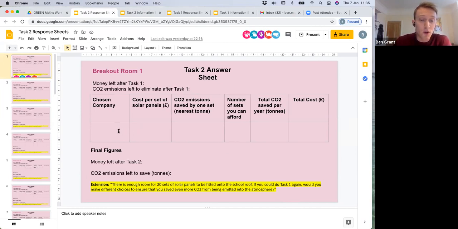Then you're going to choose one of the companies. I'm not going to demonstrate this time, and write which company you choose here to buy your solar panels from. The cost per set of solar panels, the CO2 emissions saved by one set rounded to the nearest ton, the number of sets you can afford, total CO2 saved per year in tons, and the total cost.